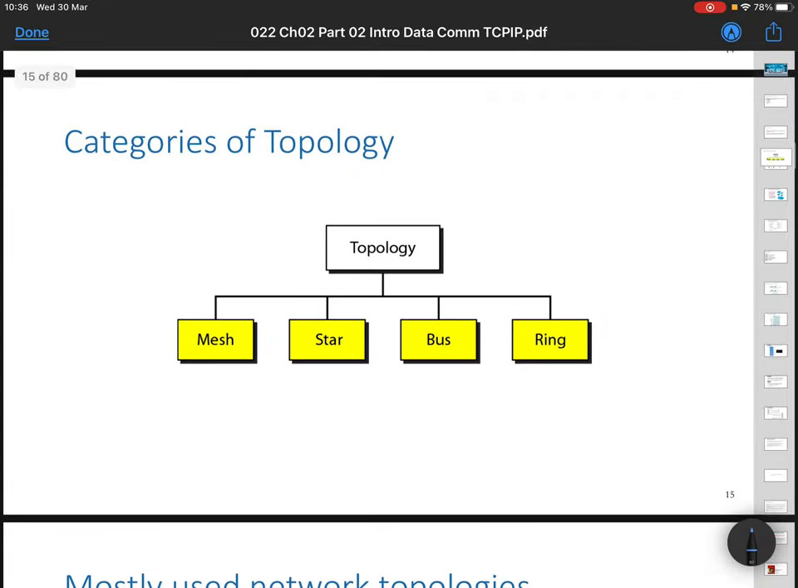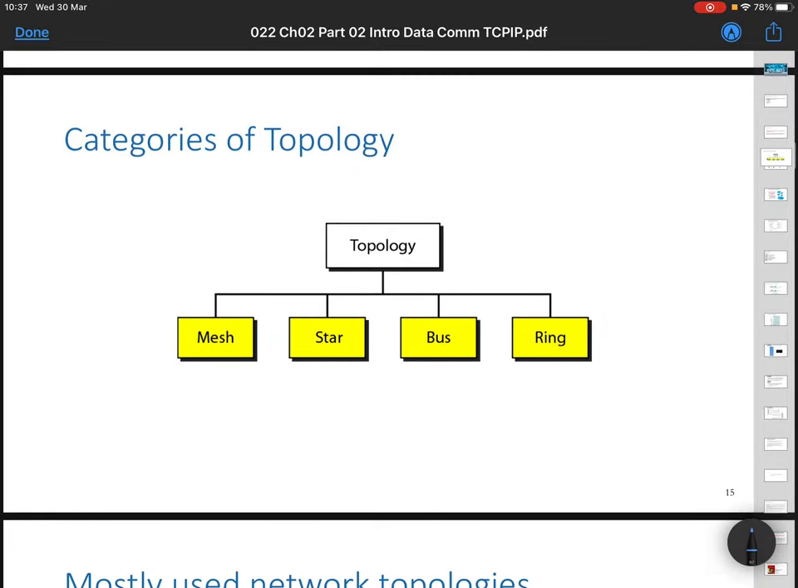Next is the topology. The categories of topology we have discussed previously. There are four main topologies, and you have another one. First is mesh. Second is star. Third is bus. Fourth is the ring topology. So mesh, star, bus, and ring. So what is the fifth?